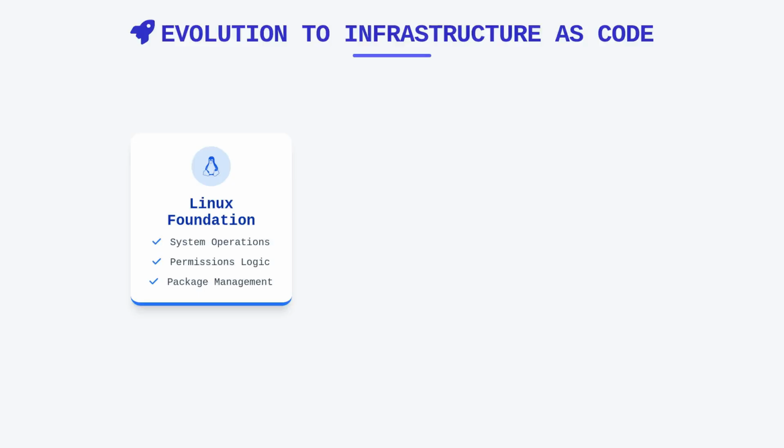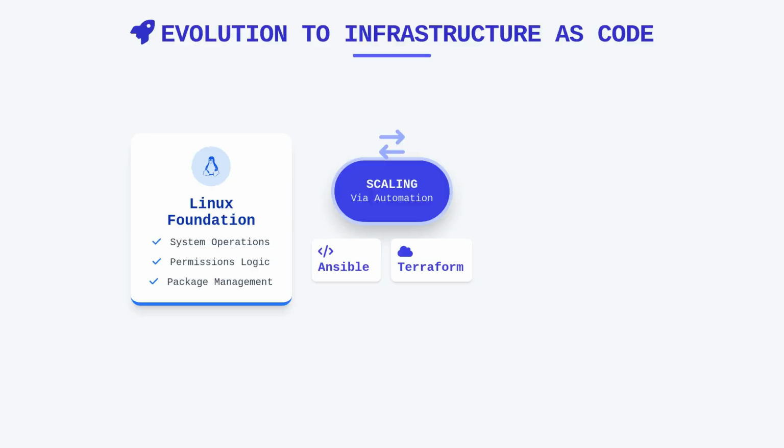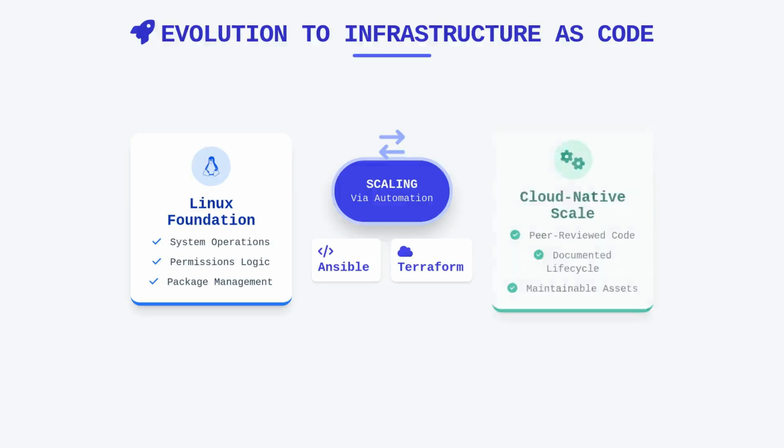Transitioning to IaC does not mean your existing skills in Linux administration are obsolete, but rather that those skills are now packaged and deployed at scale. When you write an Ansible playbook to manage users or a Terraform module to provision a virtual machine, you are relying on your foundational knowledge of how Linux systems operate, how permissions function, and how packages are managed. By abstracting these tasks into code, you are merely automating the manual process of executing commands on a remote terminal.